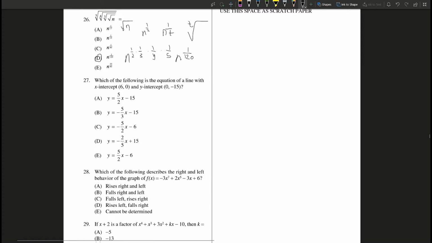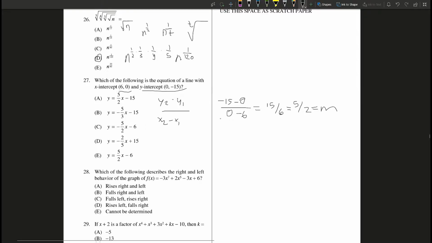So number 27 asks, which of the following is the equation of a line with x-intercept (6, 0) and y-intercept (0, -15)? So for this problem, what we have to do is first find the slope of the line by using the y-intercept and the x-intercept. Our slope formula is y2 minus y1 over x2 minus x1. So we have -15 minus 0 divided by 0 minus 6, and then our slope is going to be 15/6, which is equal to 5/2. So that's m in our equation.